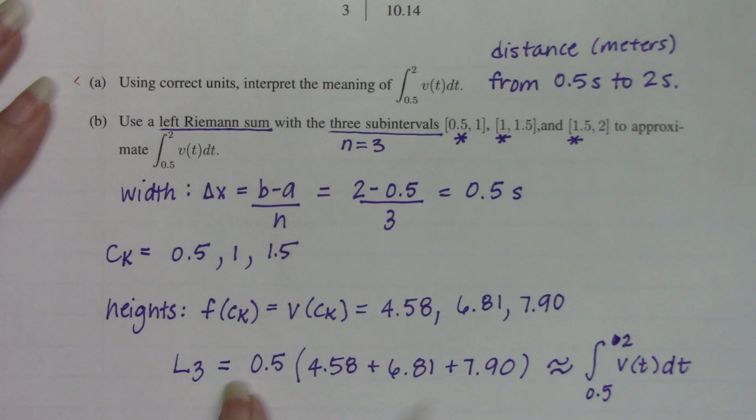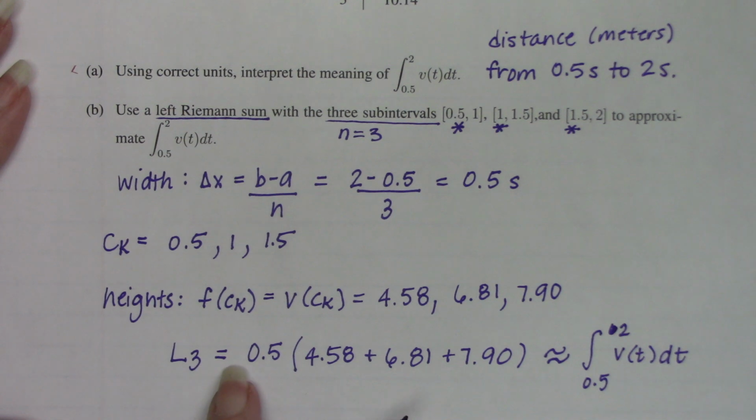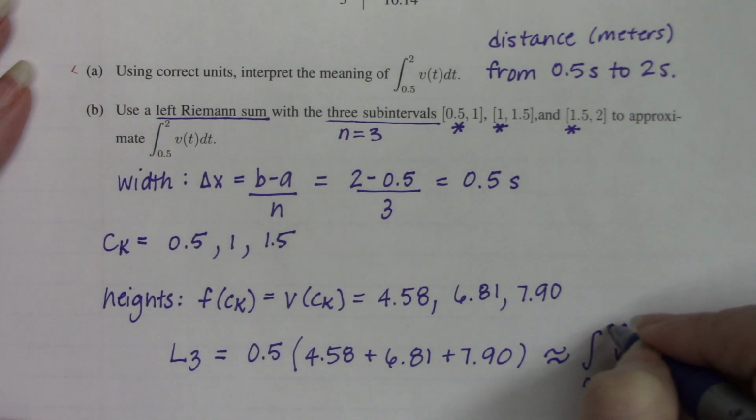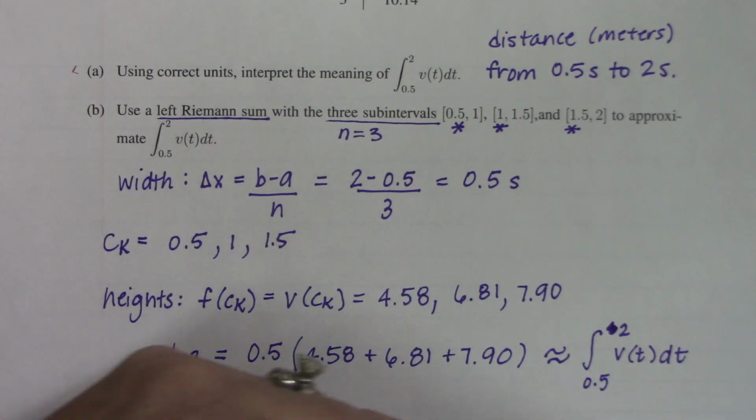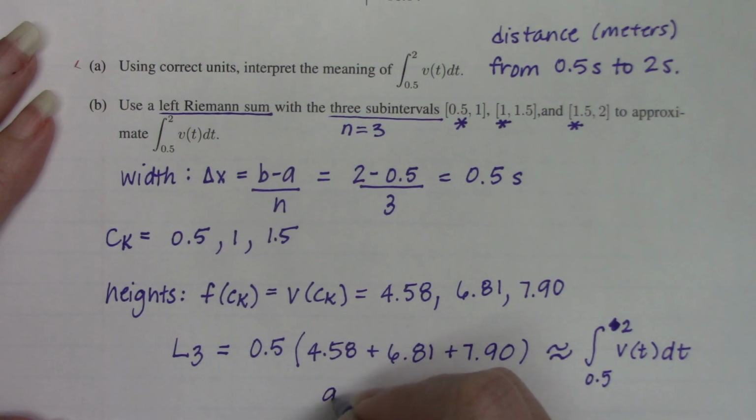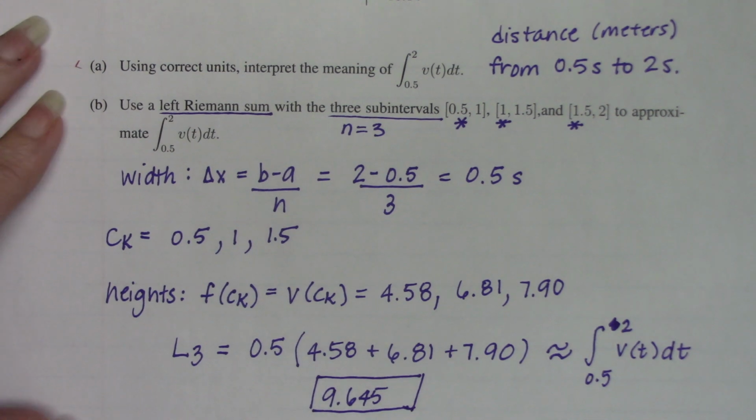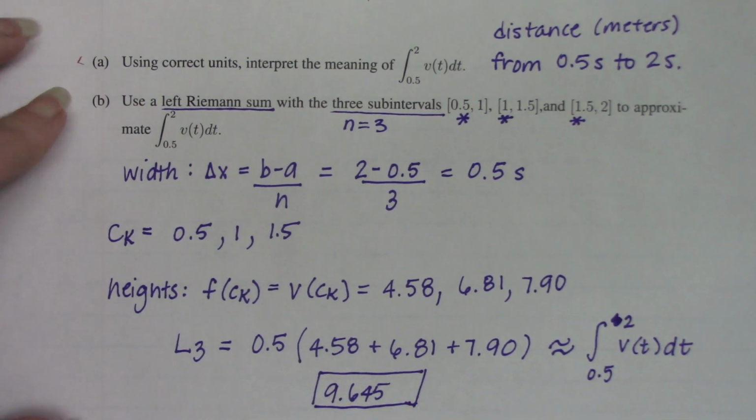We can use an equal sign here because this is L3, the Riemann sum. However, the Riemann sum is not exact area, so it approximates the area that the integral would give. Now you don't need to simplify this, but you can if you type this into a calculator. These numbers add up to this, but generally speaking, you're allowed to stop at this step.